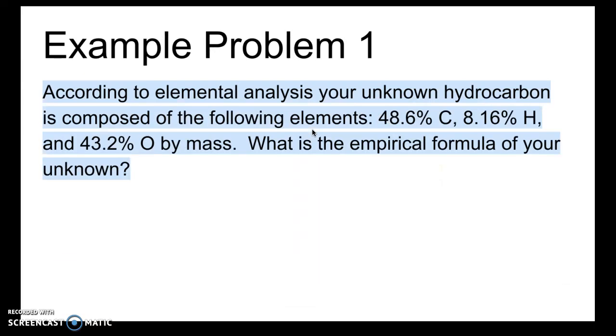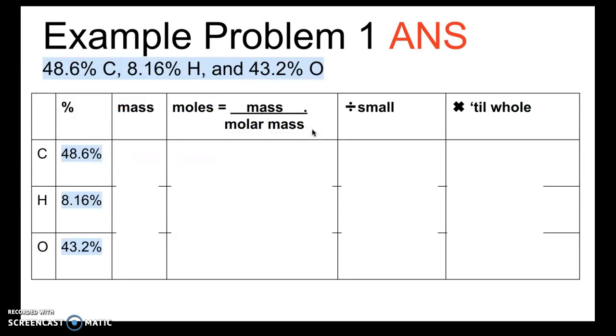Let's take a look. Okay, in example problem 1, according to elemental analysis, your unknown hydrocarbon is composed of the following elements: 28.6% carbon, 8.16% hydrogen, and 43.2% oxygen by mass. What is the empirical formula of your unknown? All right, we're going to take the key information, which is the percentages by mass, and we're going to do our work on a separate document.